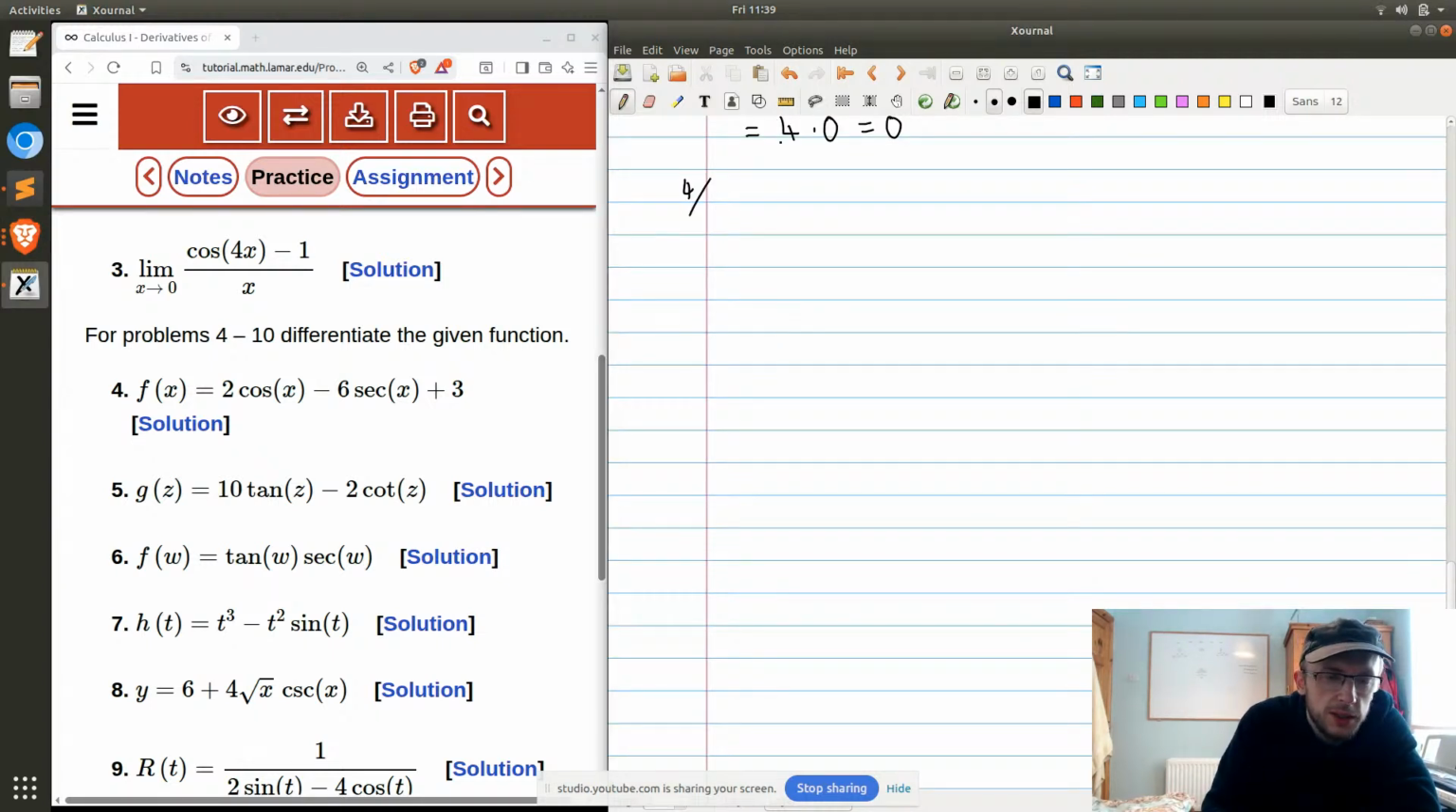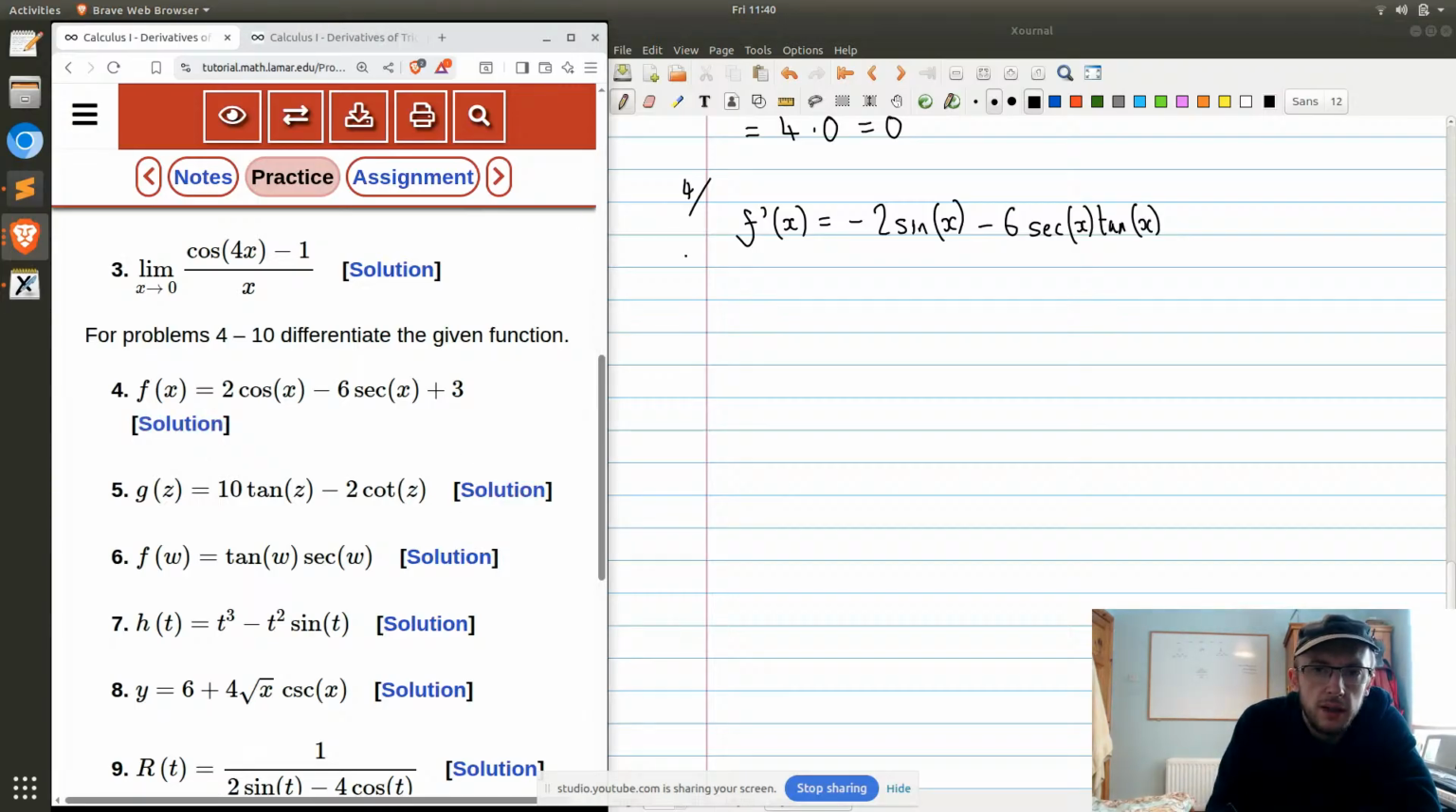Now for the actual trigonometric differentiation problems. So f of x is 2 cosine of x minus 6 secant of x plus 3. Differentiate that. Okay, f prime of x going term by term. d by dx of cosine of x is minus sine of x, so it would be minus 2 sine of x. d by dx of sec x is sec x tan x, and so it would be minus 6 sec x tan x. And the 3 is the constant, so it disappears.